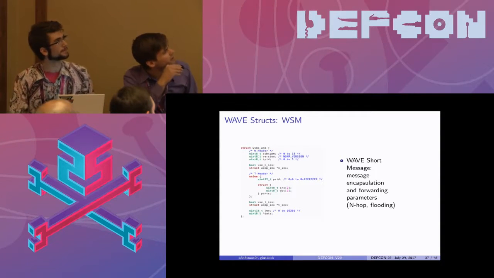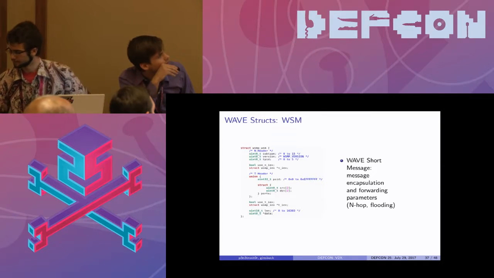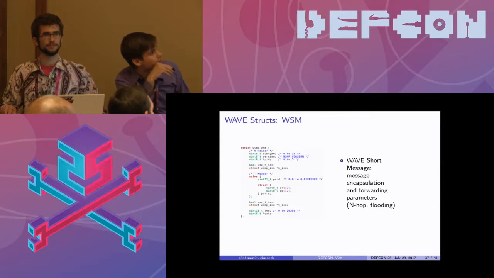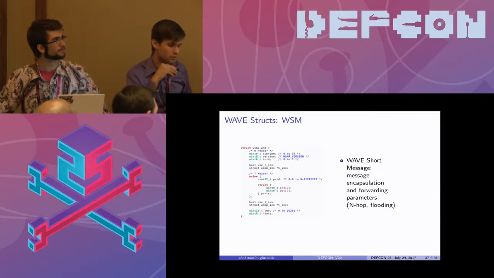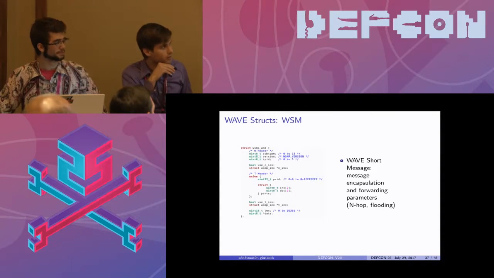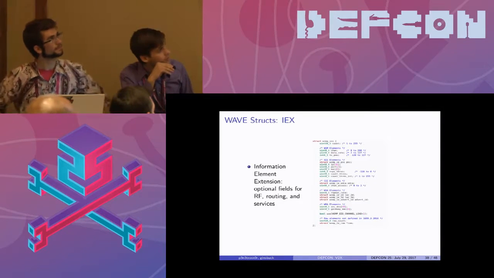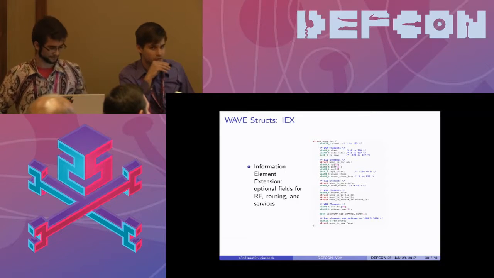Okay, so here is the WAVE short message struct. This is a pretty simple definition, right? So you have subtype, version, TPID. Then we have the header information element extension, which is just a block of extra information regarding things like location and heading, or RF information like transmission power, data rate, that kind of thing. Moving on is the actual information element block, which contains optional fields for the RF parameters, the routing, external DNSs, and various services that are potentially provided by the actual peer.